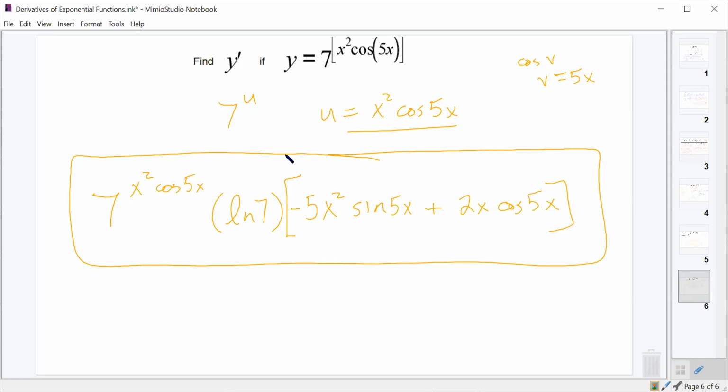Wait, just real quick, where did you get the 5 in front of the x squared again? Chain rule on the derivative of cosine 5x. So cosine v with v equal to 5x. So negative sine of 5x for this cosine part, and then times 5 for the derivative of v. Okay, thank you. Yep. Any other questions on that?